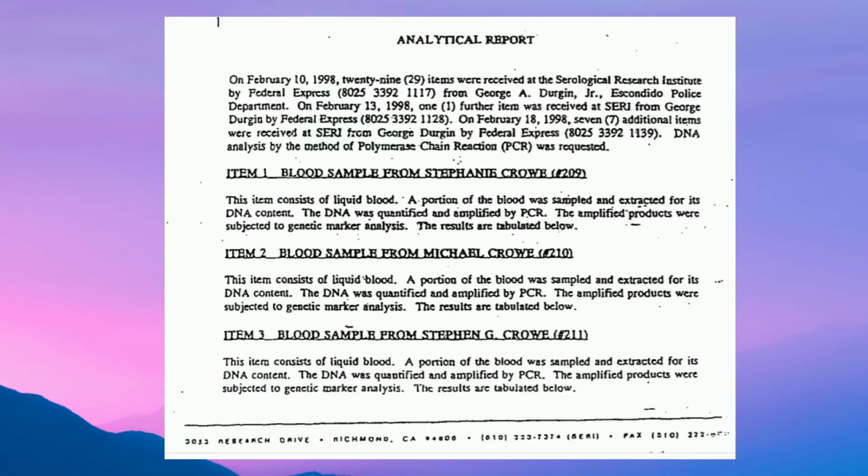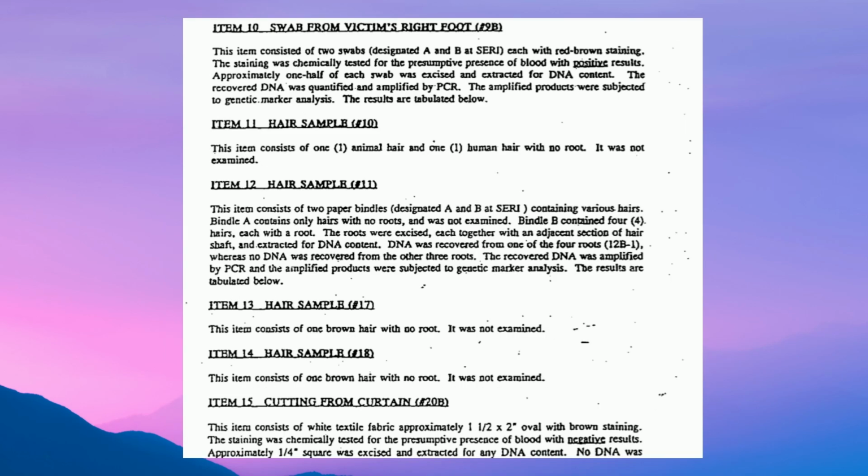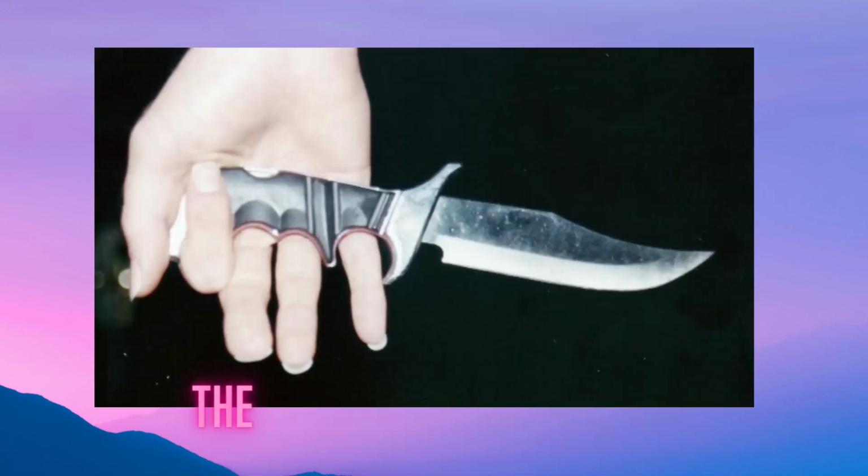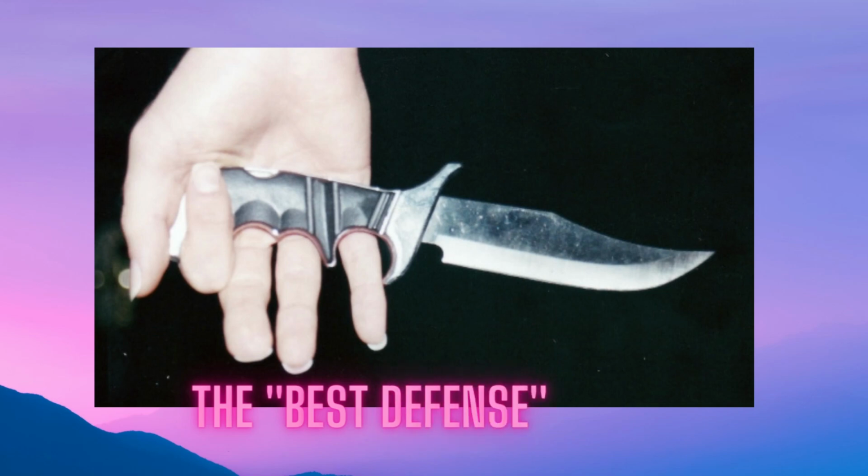George Durgan's report shows that the DNA that was collected from around Stephanie's body was indistinguishable from Michael's. They presented this in a way to indicate Michael's possible involvement. However, further tests would have been needed to show that it was Michael's and not Stephanie's own blood.